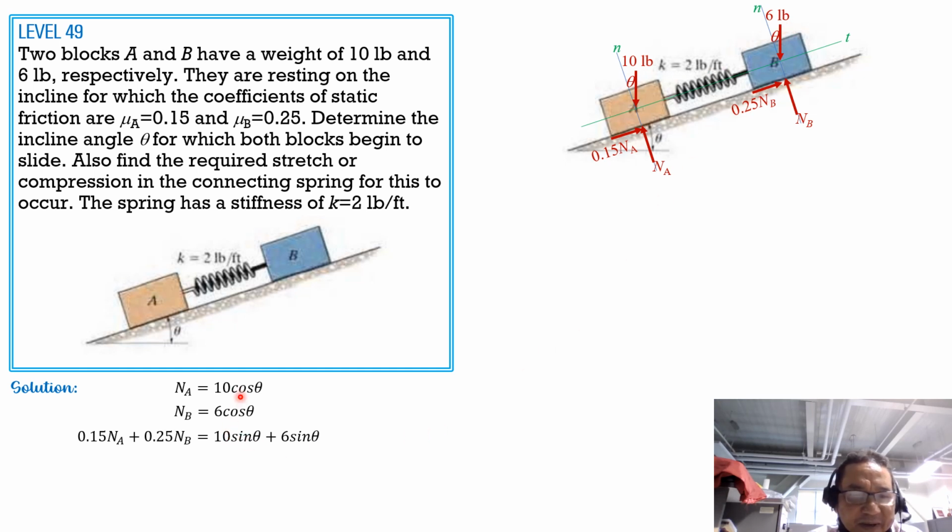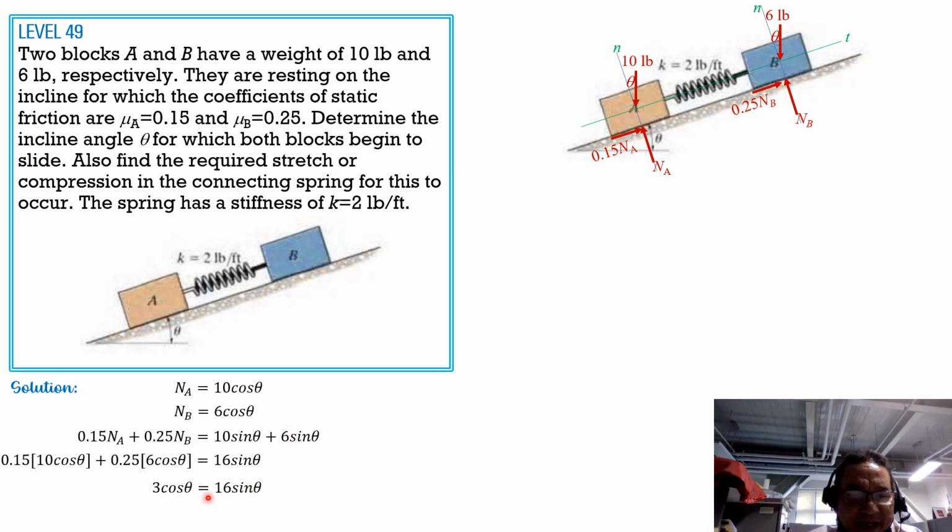So substitute the value of NA. So 0.15 times 10 cosine theta plus 0.25 times 6 cosine theta. Then equals 10 plus 6 is 16 sine theta. So 1.5 plus another 1.5, so 3 cosine theta equals 16 sine of theta. So that means tangent theta is 3 over 16. And from there, we can solve theta as arctan of 3 over 16, and it is equal to 10.62 degrees.